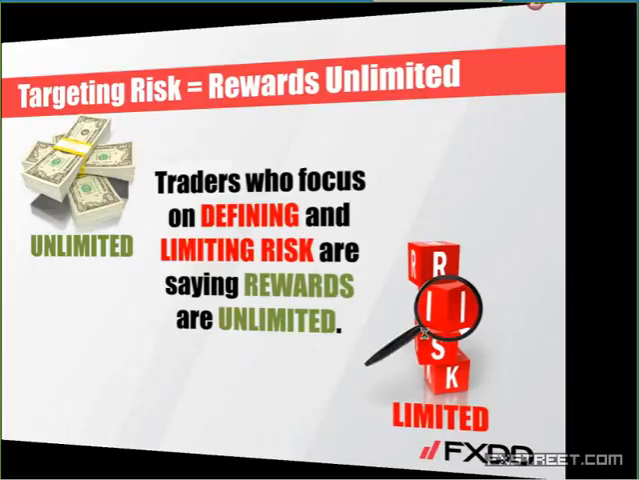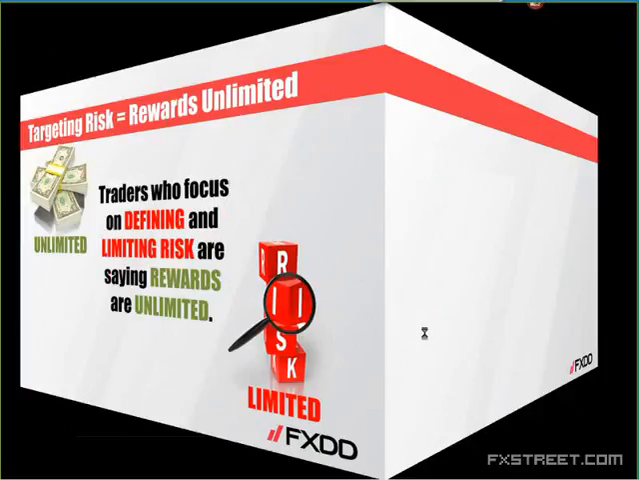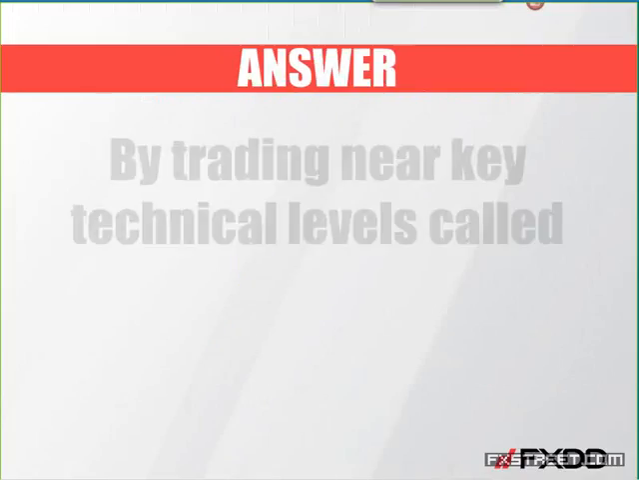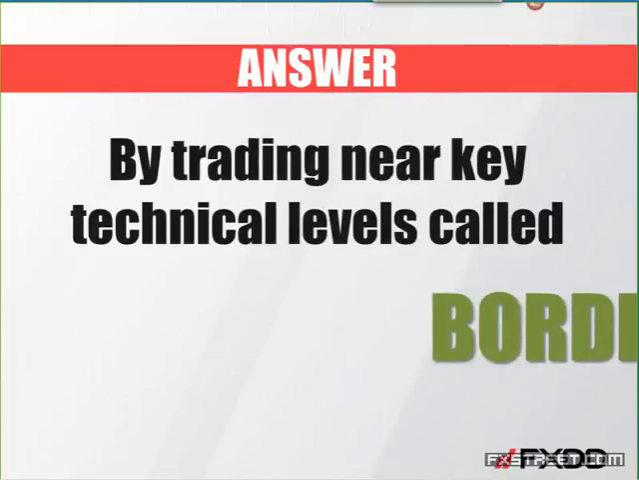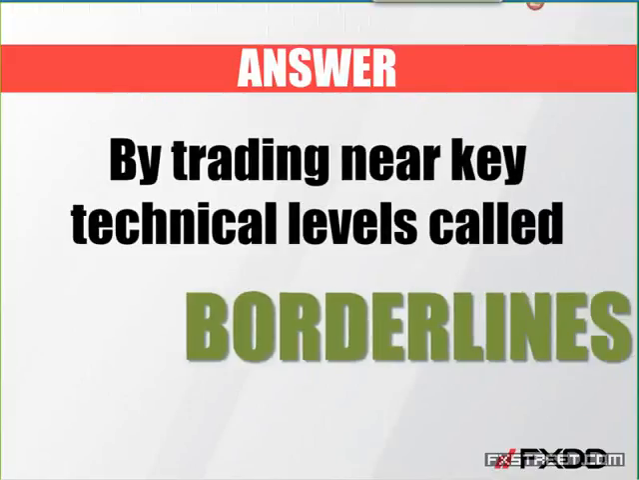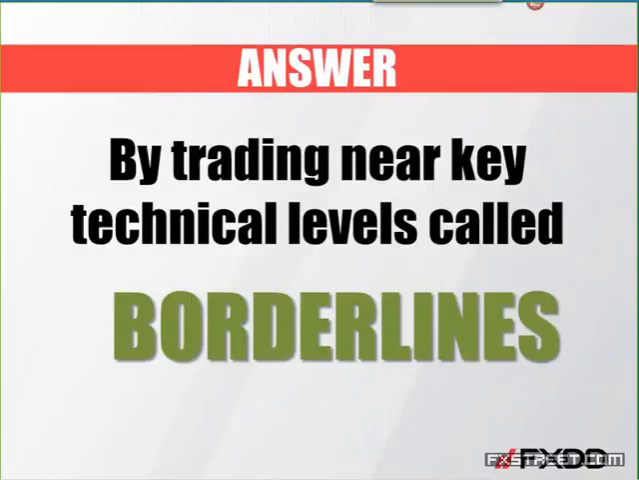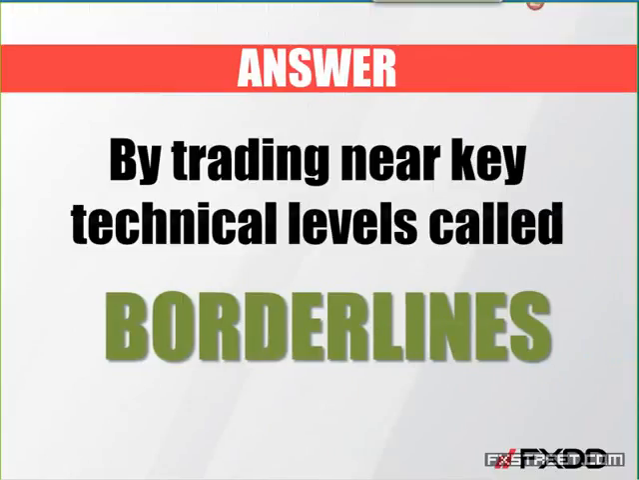And the question now becomes, how is risk defined and limited? The way that I answer that question is by trading near key technical levels called borderlines. So what do these borderlines consist of? What are the requirements of borderline levels? First of all, we know that they're key technical levels. That's step number one. So they're derived from technical tools.